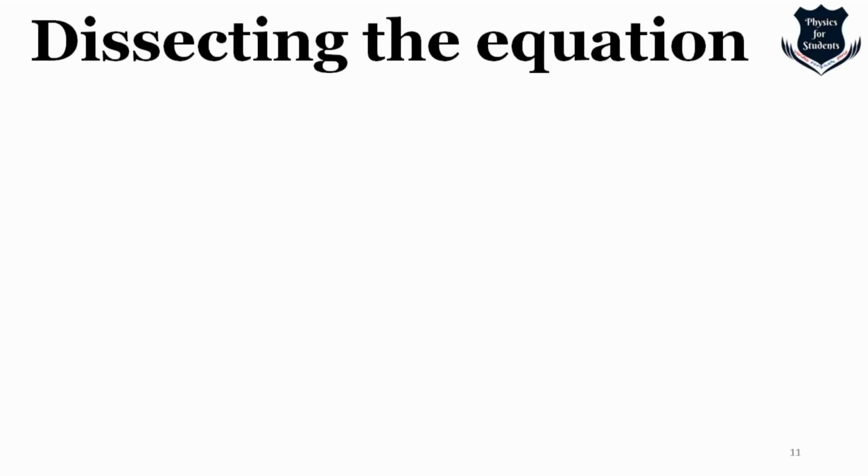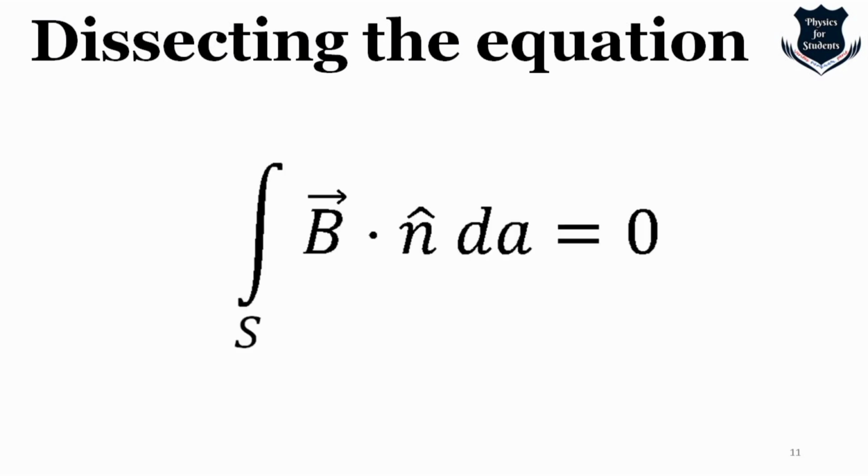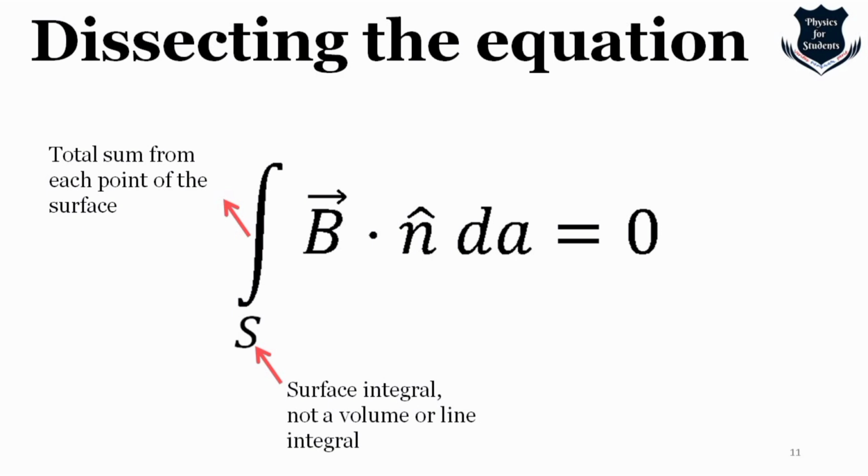Okay, so let us dissect this equation, let us see what it is all about. The integral part is the total sum over each point of the surface. So S is basically a surface integral, not a volume or line integral. The arrow on top denotes that it is a vector quantity. So B is the magnetic field, which is measured in Teslas, and we are going to soon discover why we are taking B.